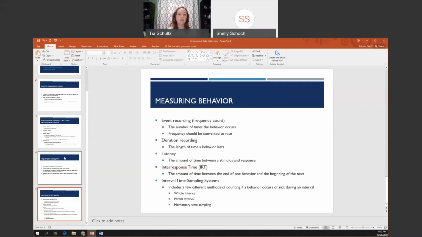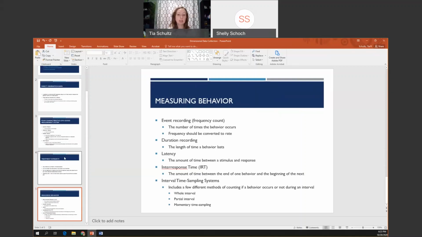Latency is the amount of time between a stimulus and the start of a behavior. This one is more common with directions. So maybe a direction is given, and then the amount of time it takes for the individual to begin that behavior, that would be the latency.